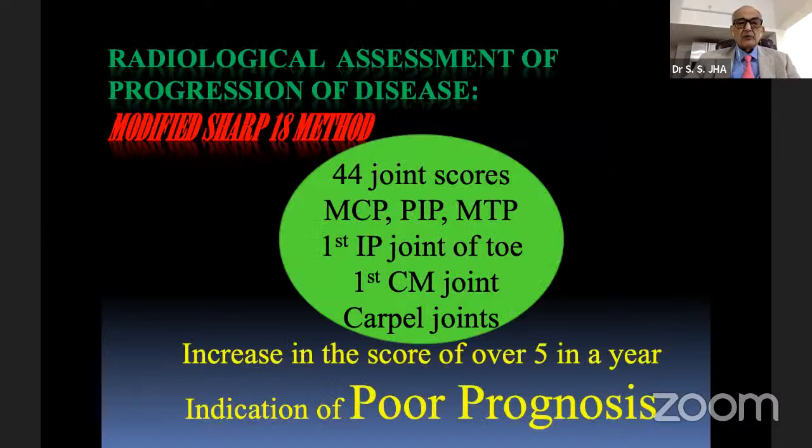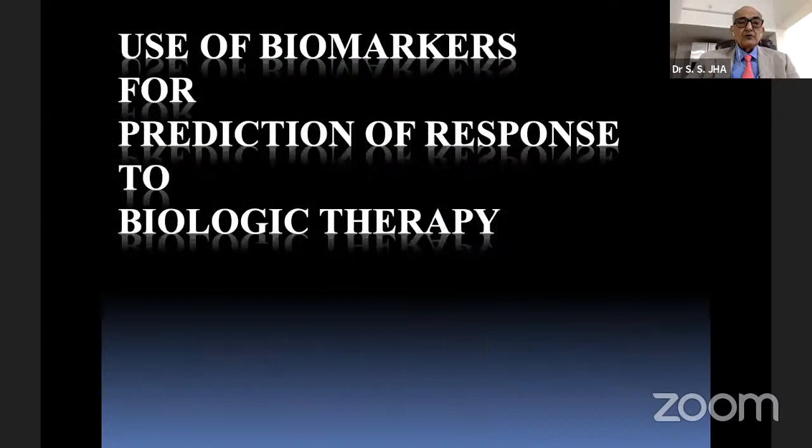Friends, talking about radiological assessment of progression of the disease, there is a method known as the modified Sharp 18 method. We have 44 joint scores of MCP, PIP, MTP, first IP joint of toe, first CM joint, and carpal joints. If there is an increase in the score of over 5 joints in a year, this tells us that there is a bad prognosis.